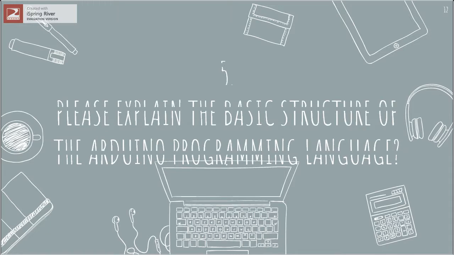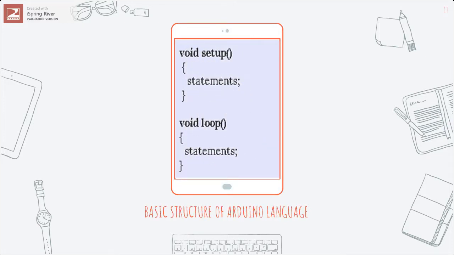Question 5. Please explain the basic structure of the Arduino programming language. This figure shows the basic structure of the Arduino language, where the setup is the preparation and the loop is the execution. The setup function should follow the declaration of any variable at the beginning of the program, and the loop function follows next and includes the code to be executed continuously.